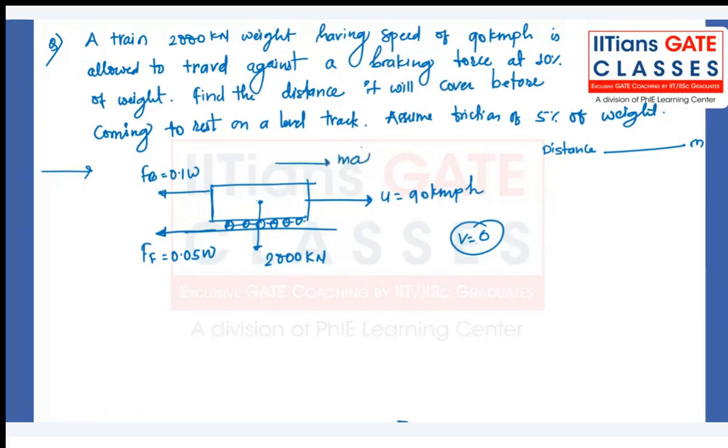Okay, so according to D'Alembert's principle, the braking force and frictional force produce retardation, or negative acceleration. So the inertia force will act in the opposite direction, because we have acceleration in this direction, not in the forward direction, since it's a deceleration or retardation. That is the reason MA is acting in this direction.